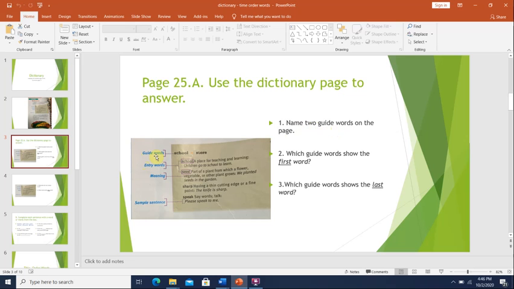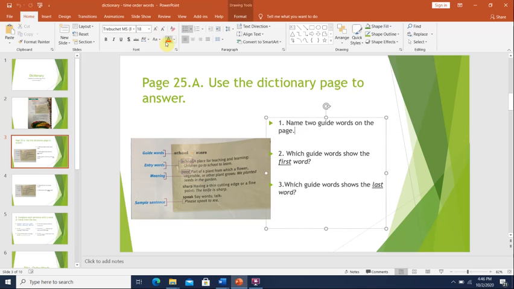Okay, remember that the guide words are always on top. What are the 2 guide words on this page? School and store. So I will go here and I will write school and store.